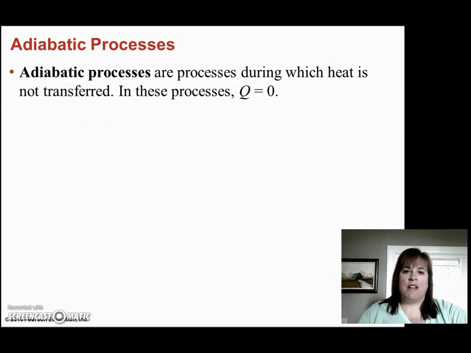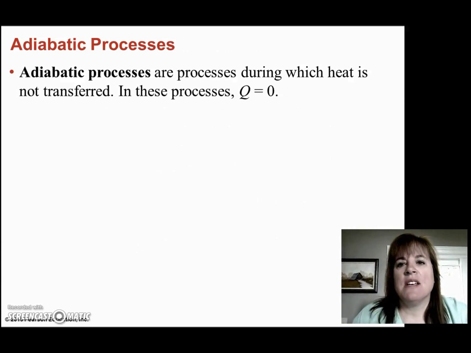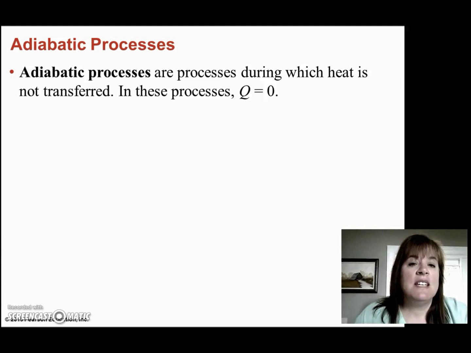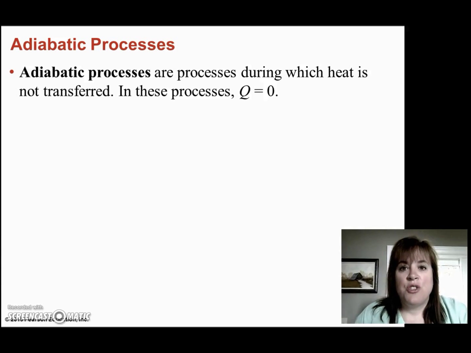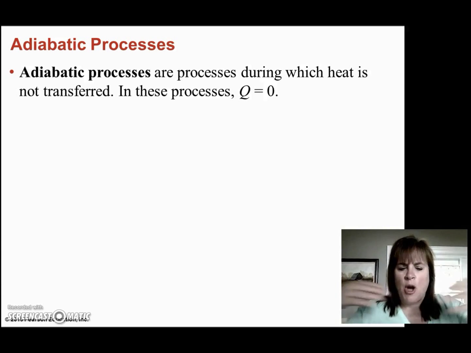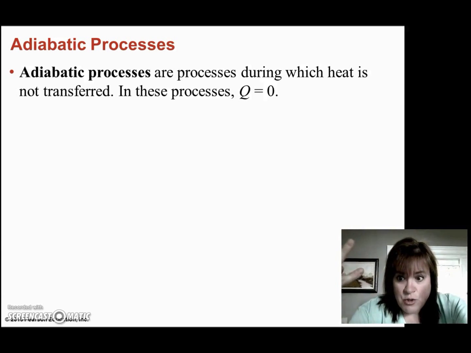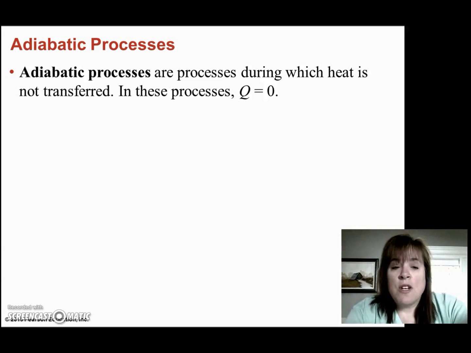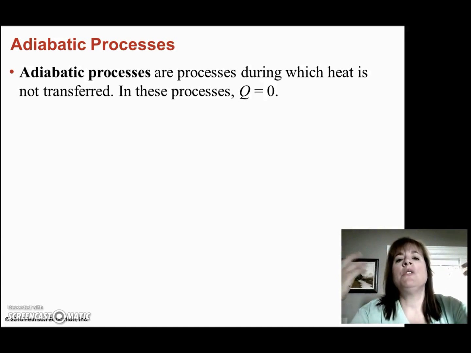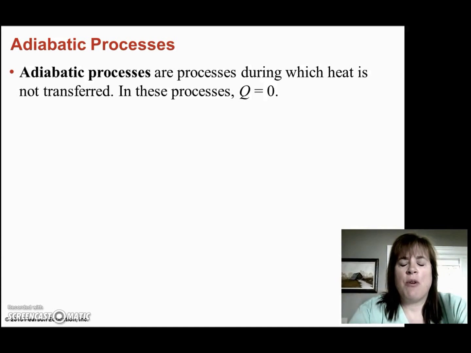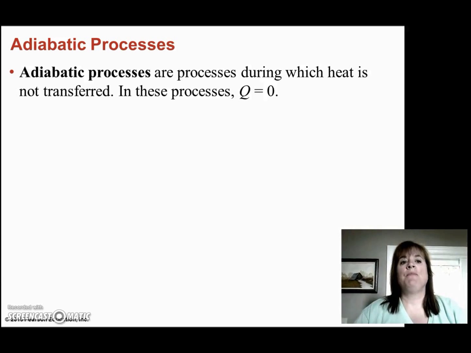An adiabatic process. An adiabatic process is a process in which heat is not transferred. So in this case, heat, which is symbolized by a Q, is equal to 0. Well, how do you get heat not to transfer? I mean, all these processes so far, we were using the transfer of heat, which is the transfer of energy, in order to change pressure, volume, or temperature of the gas. So how do we have a process where we have no heat transfer?